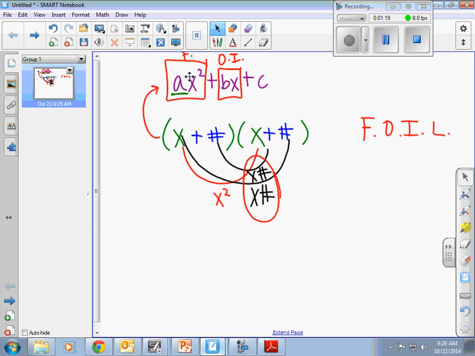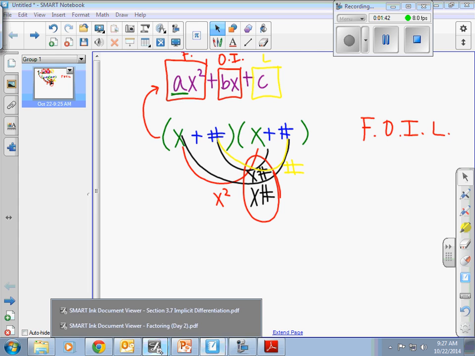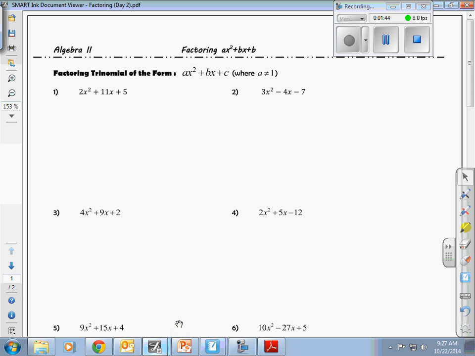Okay, and then in order to get the last term, this is where I would take my last two numbers. So a number times a number will give me a number, and c we know is a number. So c comes from the last terms. So using that idea, we're going to start factoring binomials that have a coefficient greater than 1 in front of the x squared. So looking on our notes, okay, this should be a c here.